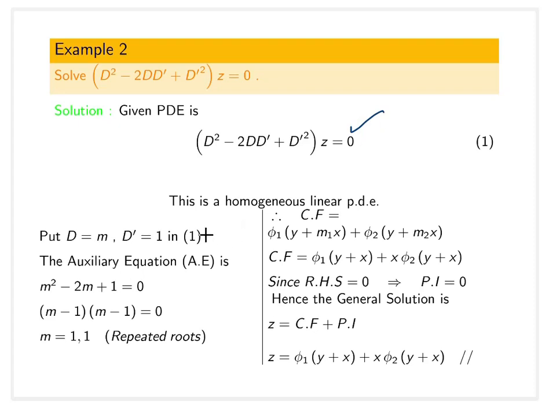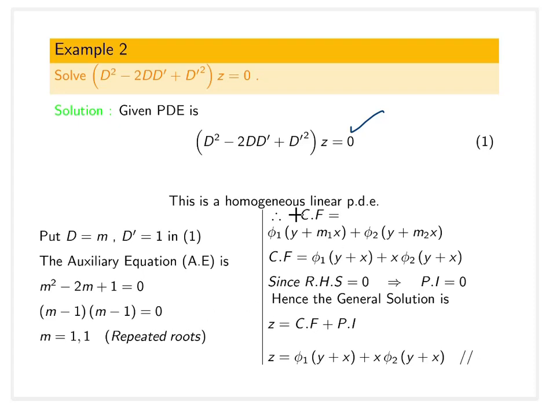Now since the given equation is a homogeneous linear partial differential equation, replace D = m and D' = 1. So we can get the auxiliary equation: m² − 2m + 1 = 0. Therefore, the roots are 1 and 1, so the roots are repeated.